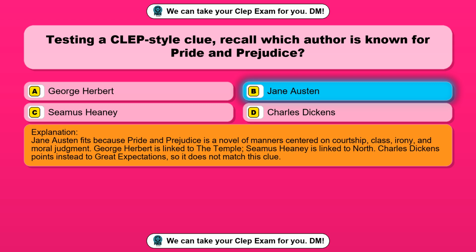Jane Austen fits because Pride and Prejudice is a novel of manners centered on courtship, class, irony, and moral judgment. George Herbert is linked to The Temple, Seamus Heaney is linked to North. Charles Dickens points instead to Great Expectations, so it does not match this clue.